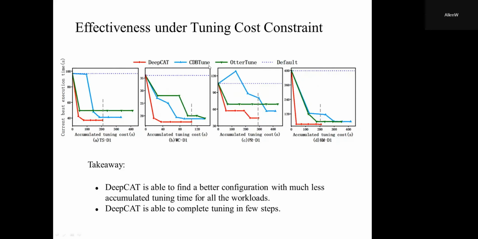Now, we evaluate the effectiveness of the tuning cost per step. As shown, DeepCAT is able to find a better configuration with much less cumulative tuning time for all the workloads, and is able to complete tuning in few steps.